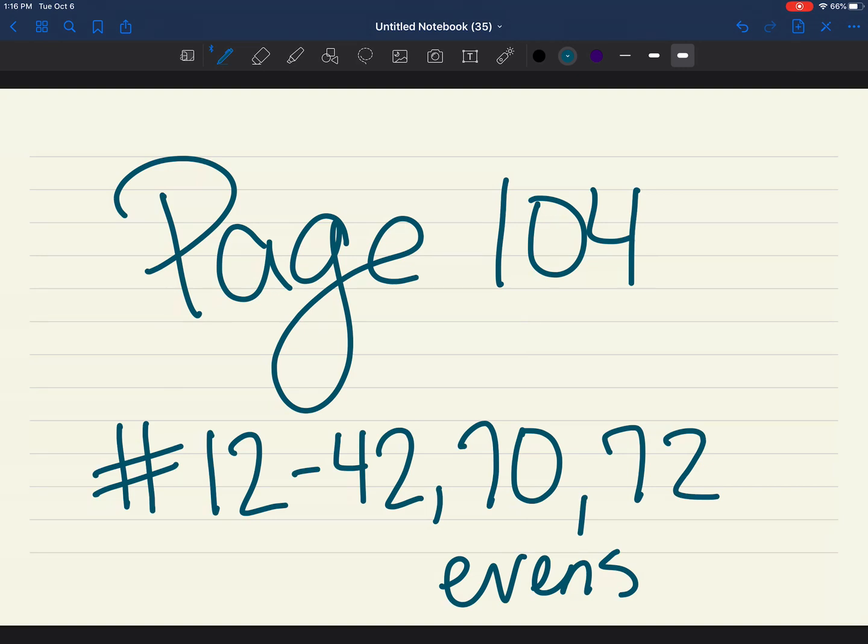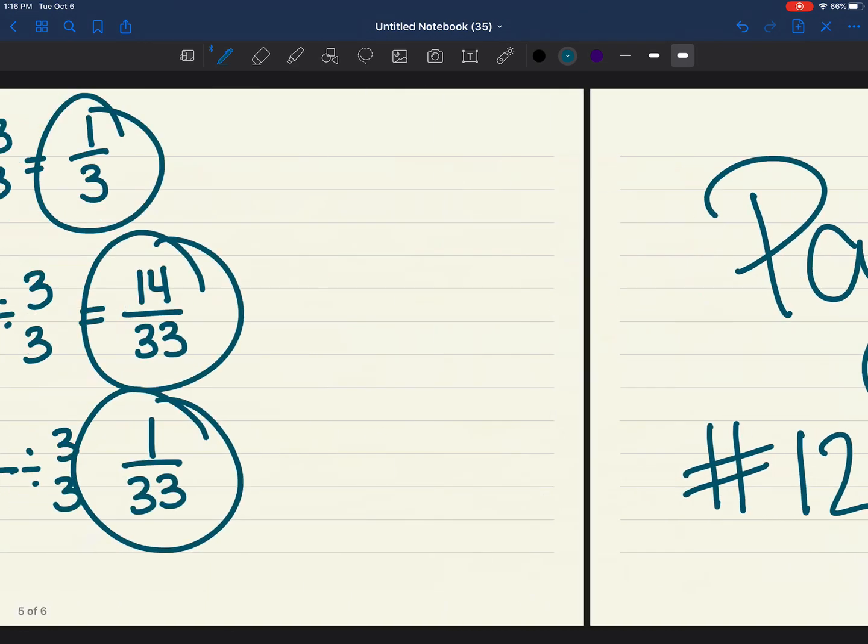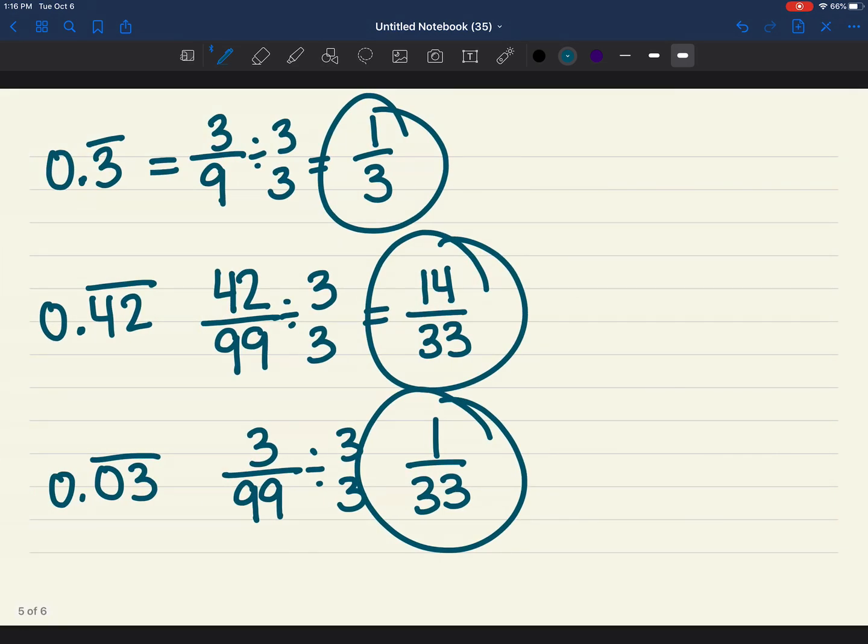There is a long process you can use where you set it equal to a variable, you multiply both sides by 10, and get rid of your variable. But if I show you that, that's going to confuse you more than just going straight to this method. So I'm letting you use the easy method of putting it over 9.